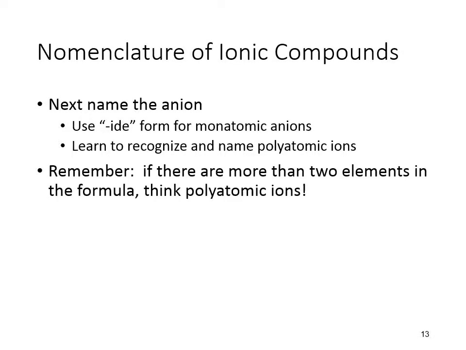But when you're looking at a compound, if you see more than 2 elements in it, it probably contains polyatomic ions at this point in your chemical education. Later on, you're going to see organic compounds that have more than 2 elements, but that's a whole different ballgame. If you see more than 2 elements in a compound this semester, it's probably got polyatomic ions, and when you name the compound, you need to use the names of the appropriate polyatomic ions.